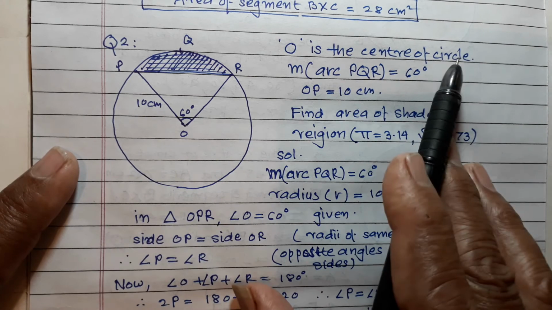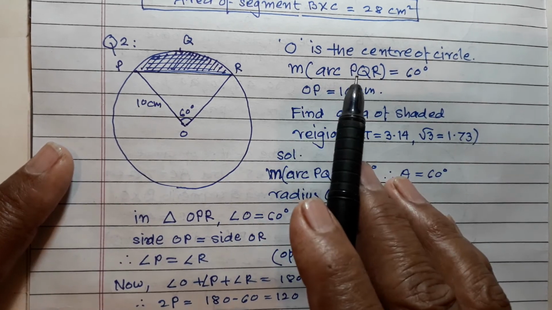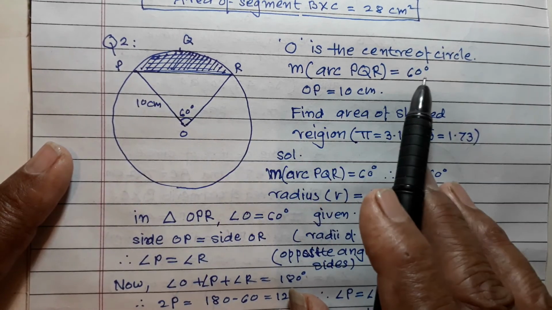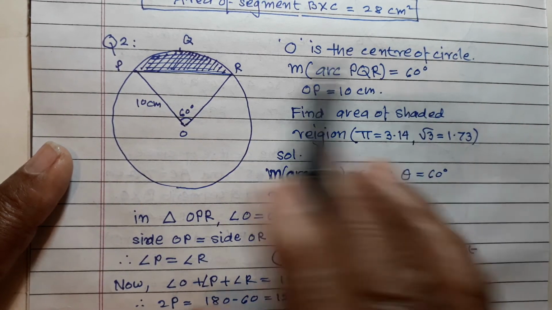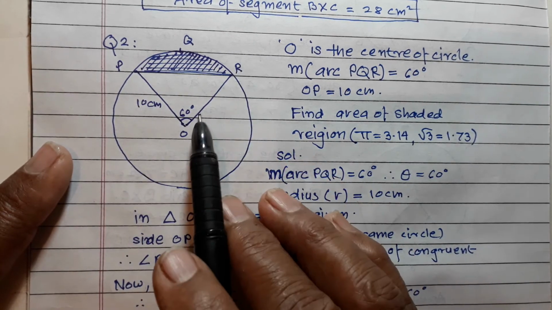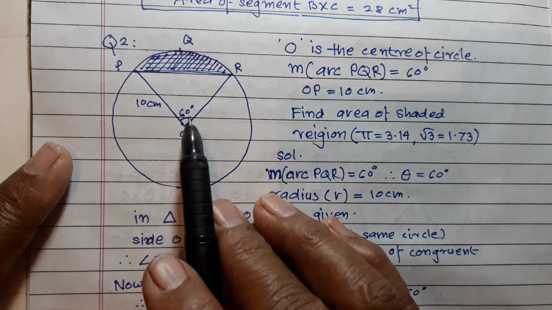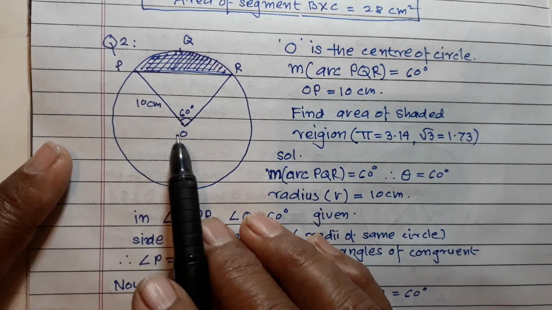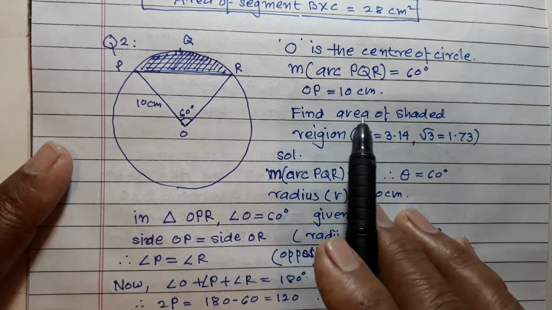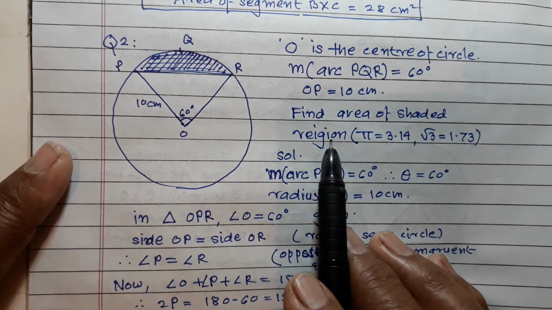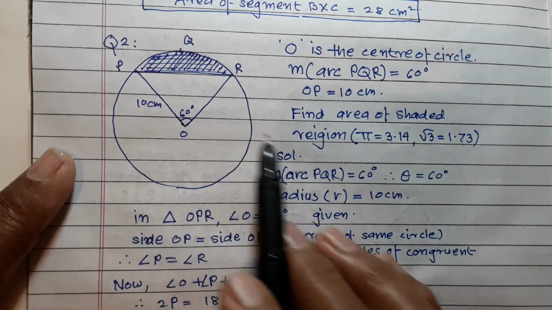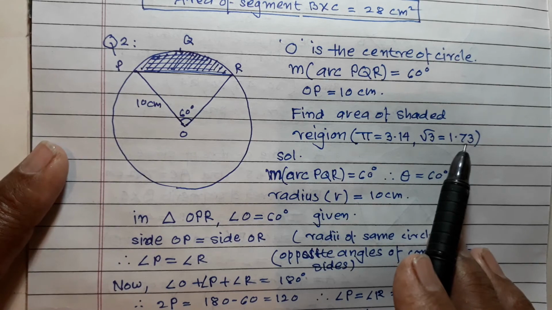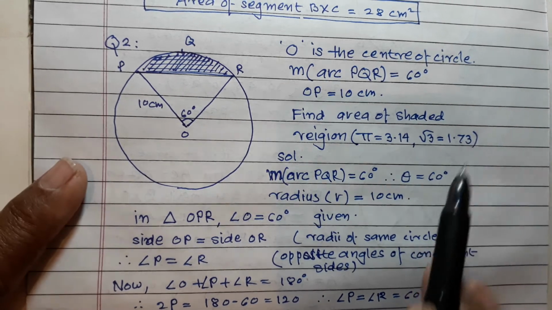O is the center of the circle, measure of arc PQR. So this arc PQR is equal to 60 degree. Now measure of arc PQR is equal to the central angle, and therefore the central angle is equal to 60 degree. OP is equal to 10 centimeter given. Find the area of the shaded region, that is the area of segment. Okay, pi is equal to 3.14 and root 3 is equal to 1.73.